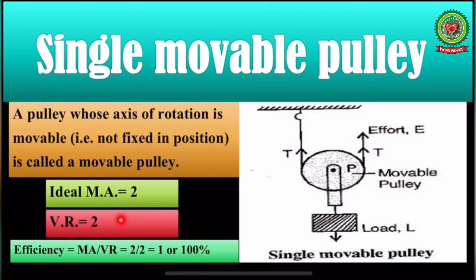The velocity ratio of a single movable pulley is also equal to 2 because the distance travelled by effort is double the distance travelled by load in case of a single movable pulley. Efficiency is equal to mechanical advantage upon velocity ratio is equal to 2 upon 2 is equal to 1 or 100% in case of a single movable pulley. But in practice, efficiency is always a little less than 1 due to the friction between the pulley bearings and the string.